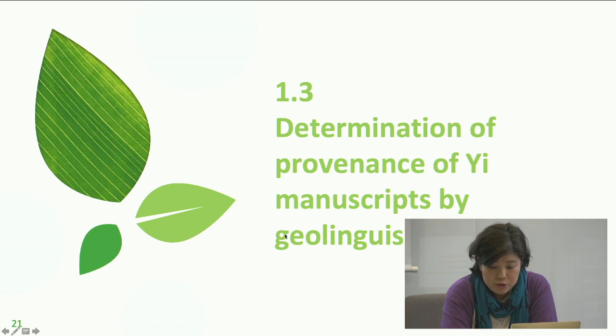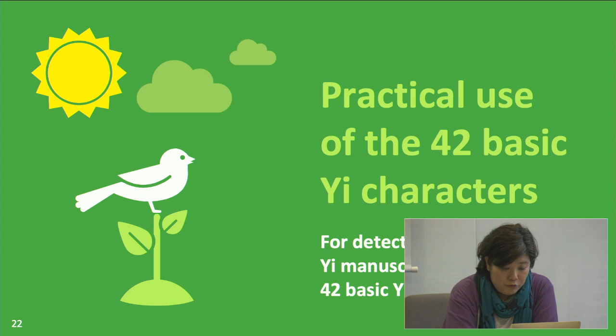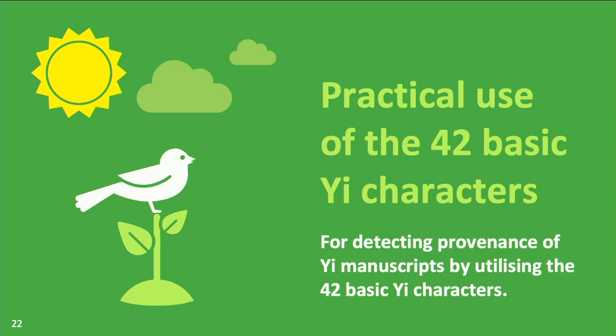In this section, I will talk about the practical use of the basic characters, for example, in a case of determining provenance of E manuscripts. For detecting provenance of E manuscripts by utilizing the 42 basic E characters, how does it work? Let's have a look.